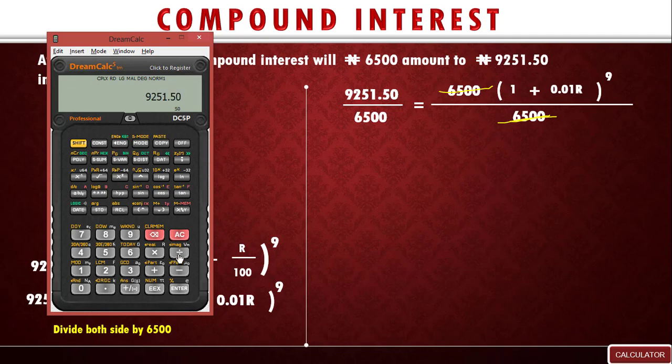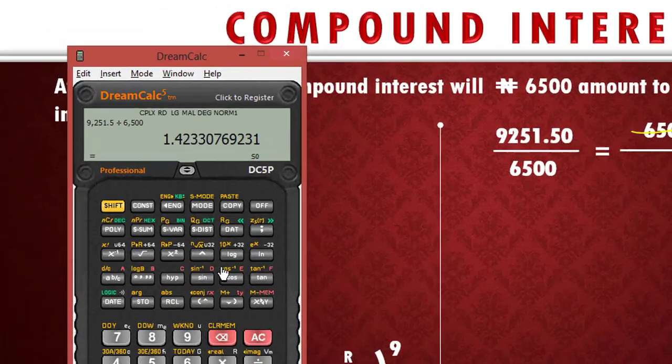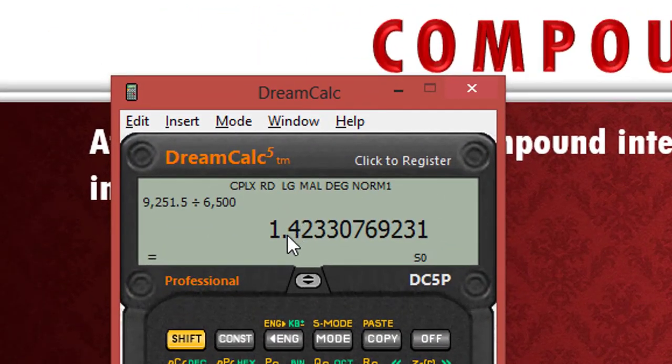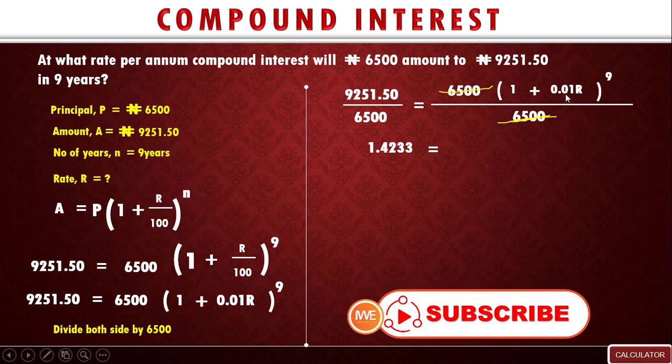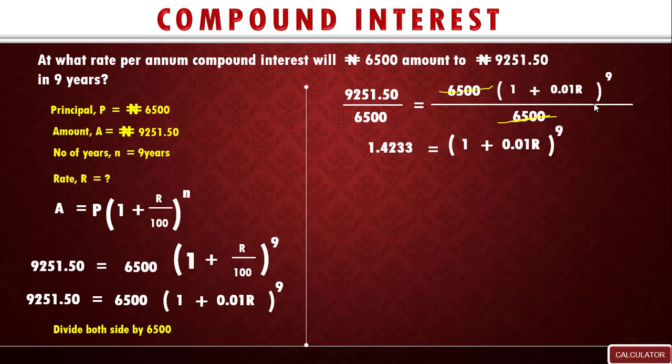9251.50 divided by 6500 equals to, enter. So we got the value 1.4233. We want to approximate it to 4 digits after the decimal. So 1.4233 equals to what is left at the right hand side, this 1 plus 0.01 R raised to power 9.